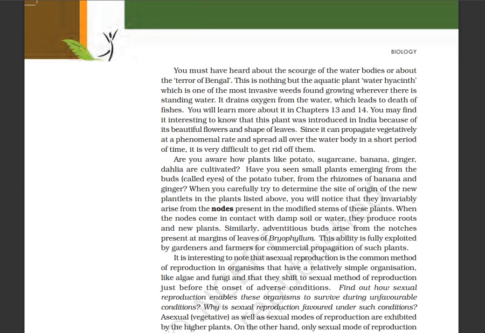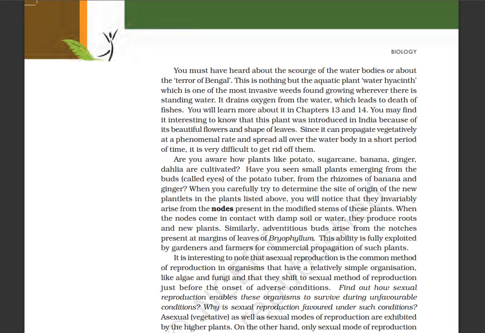You must have heard about the scourge of the water bodies or about the terror of Bengal. This is nothing but the aquatic plant water hyacinth, which is one of the most invasive weeds found growing wherever there is standing water. It drains oxygen from the water, which leads to death of fishes. You will learn more about it in Chapters 13 and 14. You may find it interesting to know that this plant was introduced in India because of its beautiful flowers and shape of leaves. Since it can propagate vegetatively at a phenomenal rate and spread all over the water body in a short period of time, it is very difficult to get rid of them.